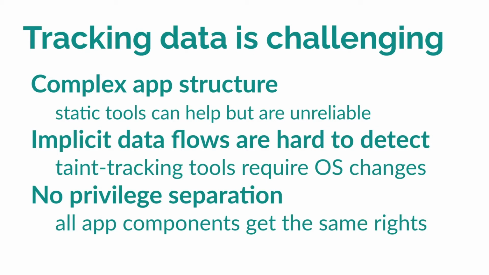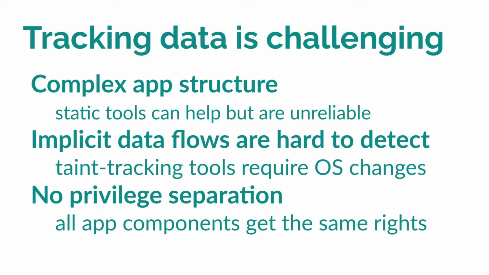There is another problem with implicit data flows, which can be generated by some components writing specific data through the Android API, and other components reading that data afterwards. Such implicit channels for data transfer are really tricky to detect, and although there are some taint tracking tools that allow finding such channels, they usually require changes in the underlying Android operating system, which is not a viable option in most cases.